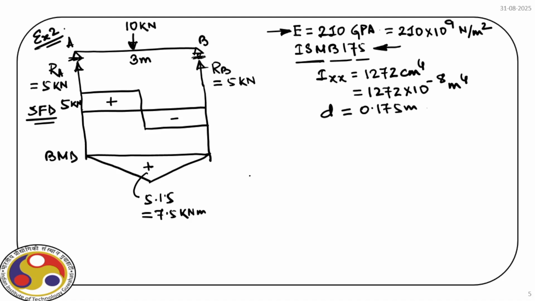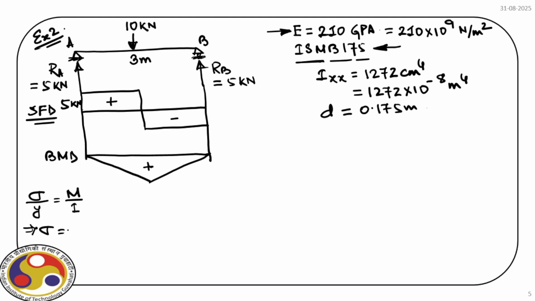Now, the maximum bending moment is 7.5 kilonewton meter. So, let us quickly find out the bending stress and then we'll come back to the shear stress distribution. For bending stress, sigma by y is equal to M by I. So, sigma is equal to M by I times y.